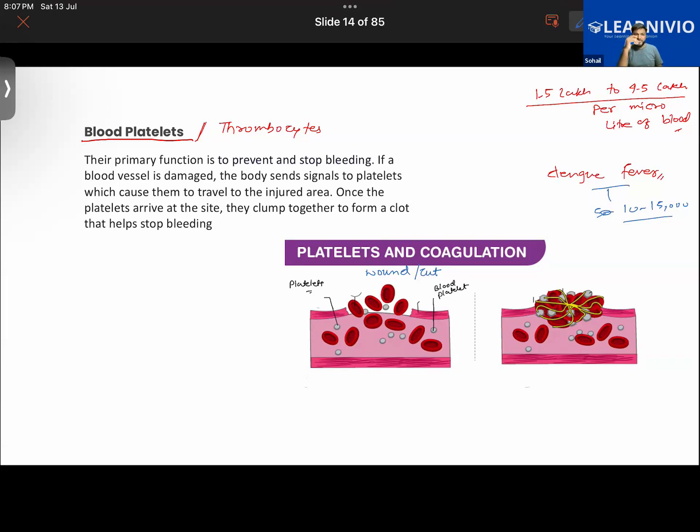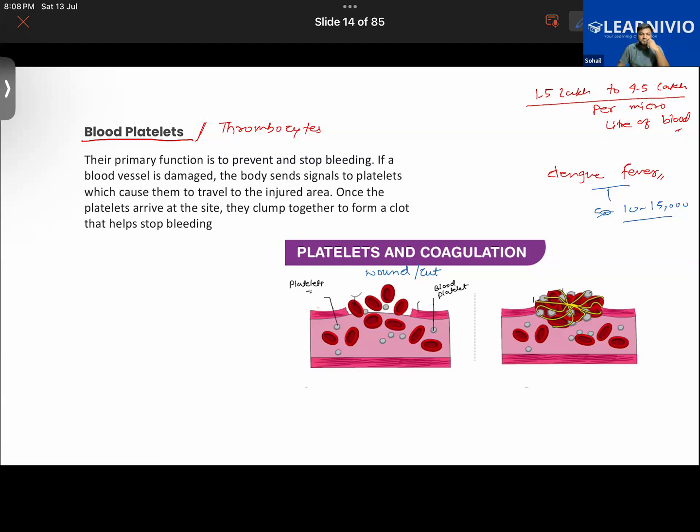You getting what I'm saying? So it is really very important that the count of blood platelets be maintained. One should eat certain kinds of foods that help in maintaining the platelet count in the body, particularly citrus fruits like kiwi. It helps in increasing the count of blood platelets.